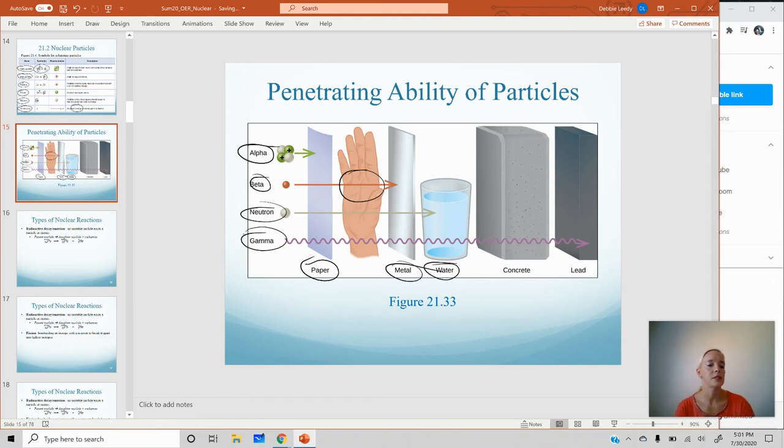Gamma rays, these are very damaging. Again, they're not a particle, it's just a type of radiation. And so it can actually even penetrate through concrete. So it takes a thick sheet of lead to stop gamma rays.